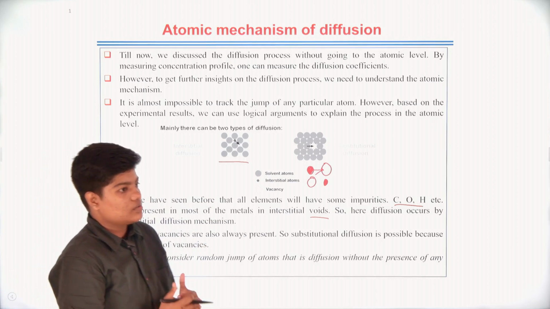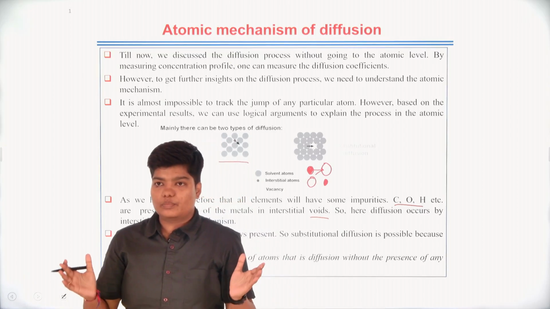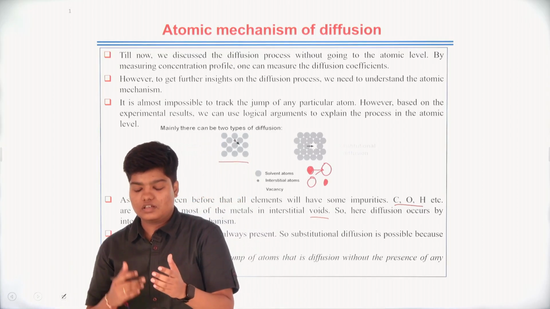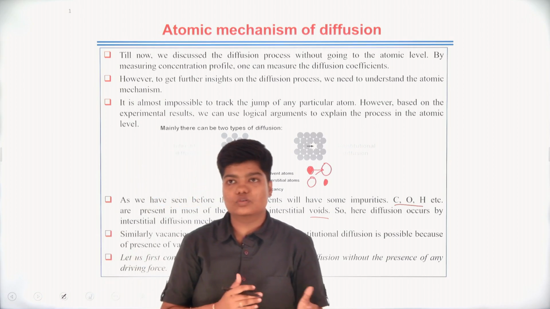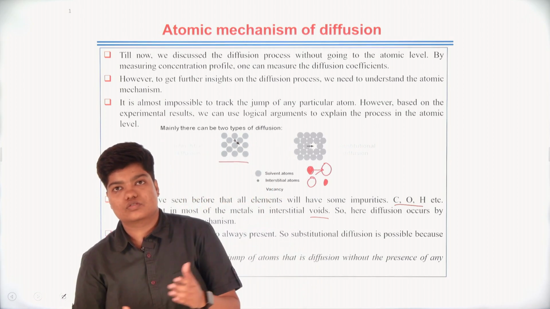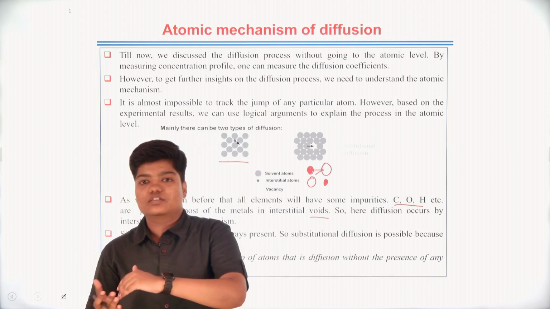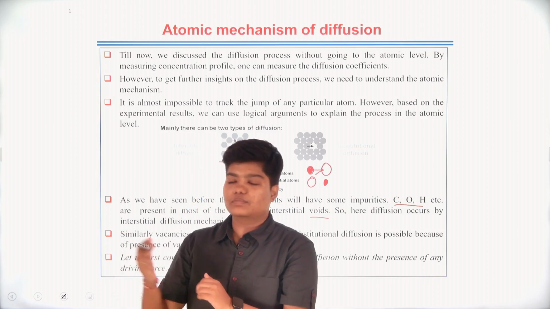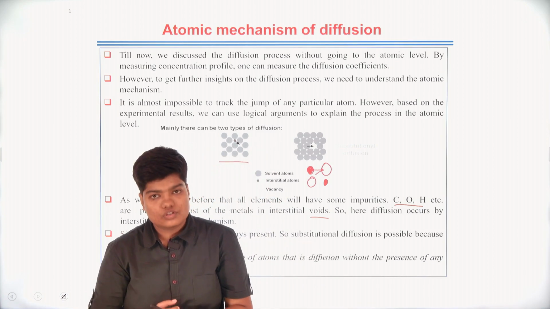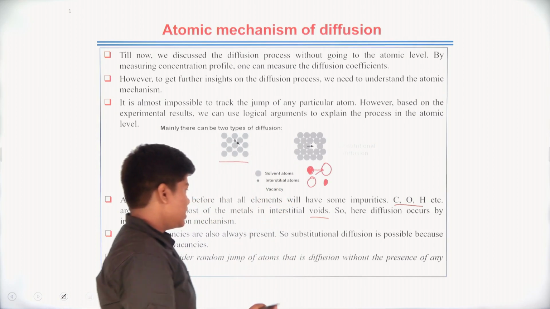In every metal the atoms have random vibration, there is some oscillation, so that an atom can acquire enough energy to cross the activation barrier and jump to the substitutional site. So this process is carried out without any driving force.